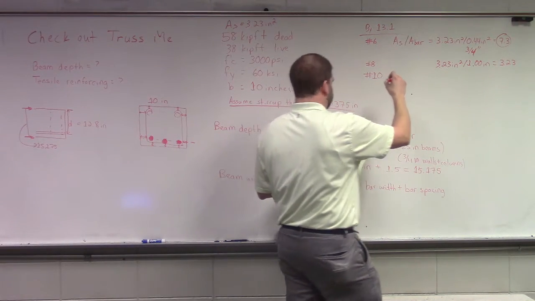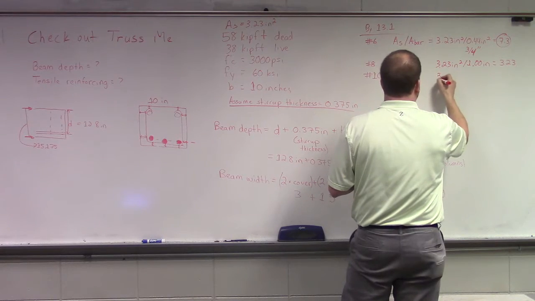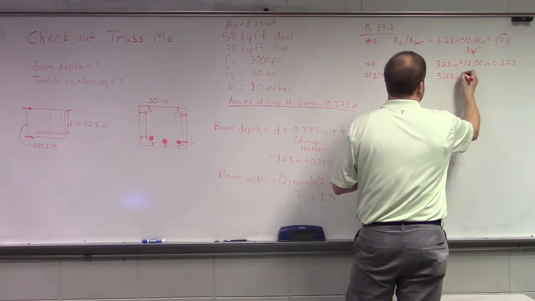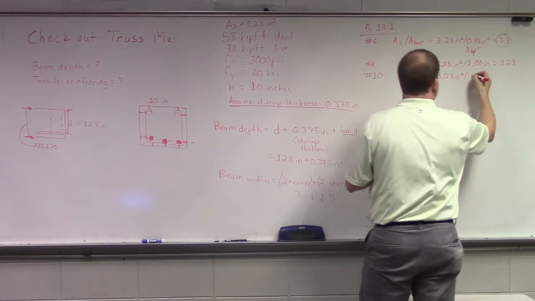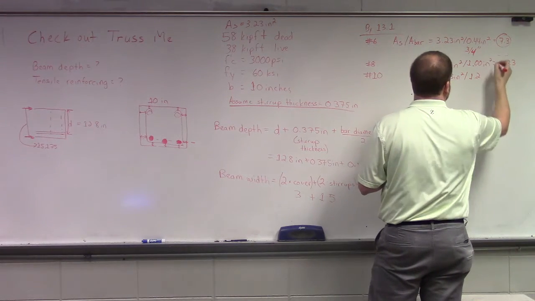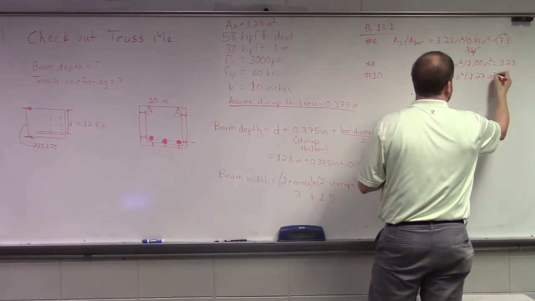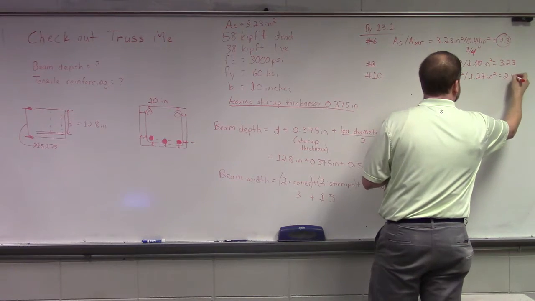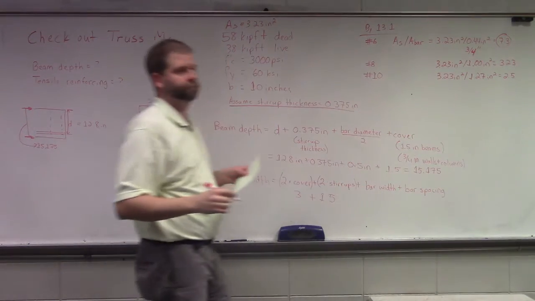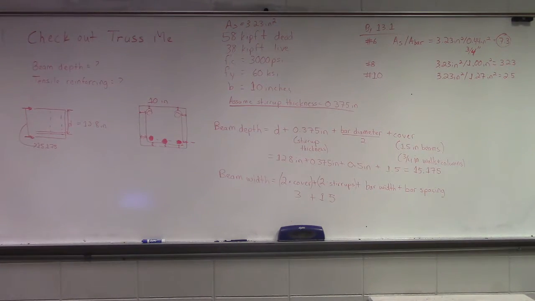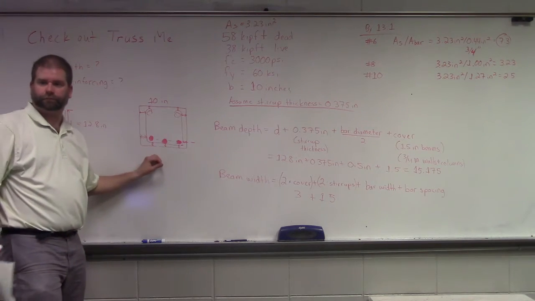Okay, and then let's look at if we were going to do a number 10 bar. I'm sorry, that should be squared so that we get rid of our units. Look at number 10, diameter inches. Do we want to come up exactly with the 5.5? Why wouldn't 8 work?